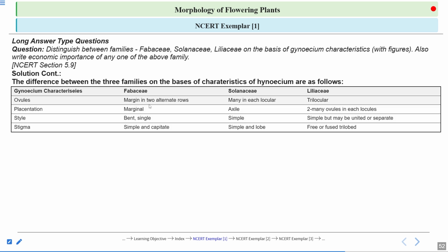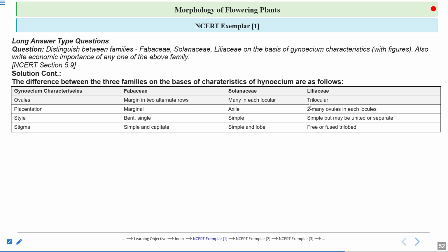Now in the case of Fabaceae, margin in 2 alternate rows. Ovules, you can see the margin in two alternate rows. So what types of placentation will be there? Marginal placentation. Now see in the case of Solanaceae, many in each locule. In one locule, because there are many locules, right? 2 to 4 bicarpellary. So 2 locules will be there and many ovules are present in each locule. So that is showing the axile type of placentation.